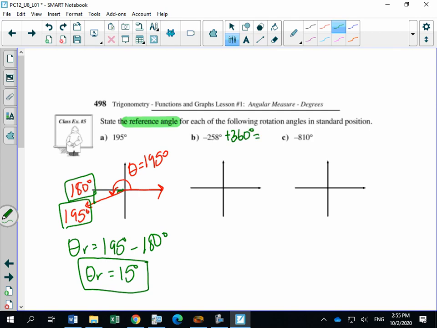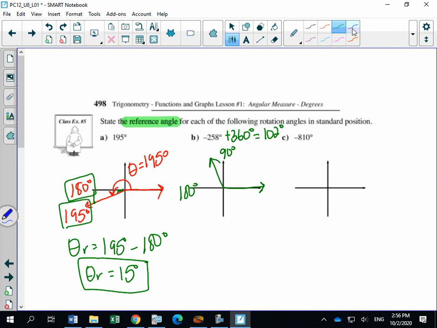The principal angle, coterminal to negative 258, is going to be 102 degrees. So negative 258 and 102 are coterminal with each other. They terminate on the exact same spot. We could easily see where 102 degrees is, right? This is 90 degrees, this is 180, so 102 degrees would be here.